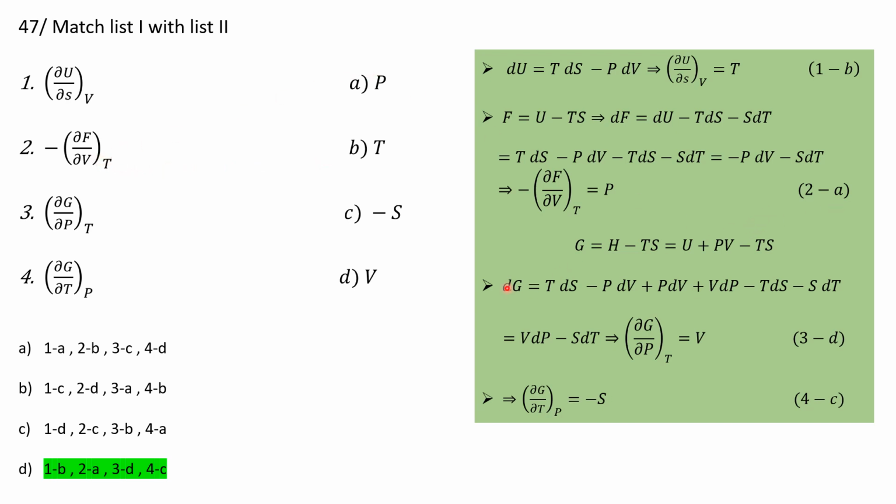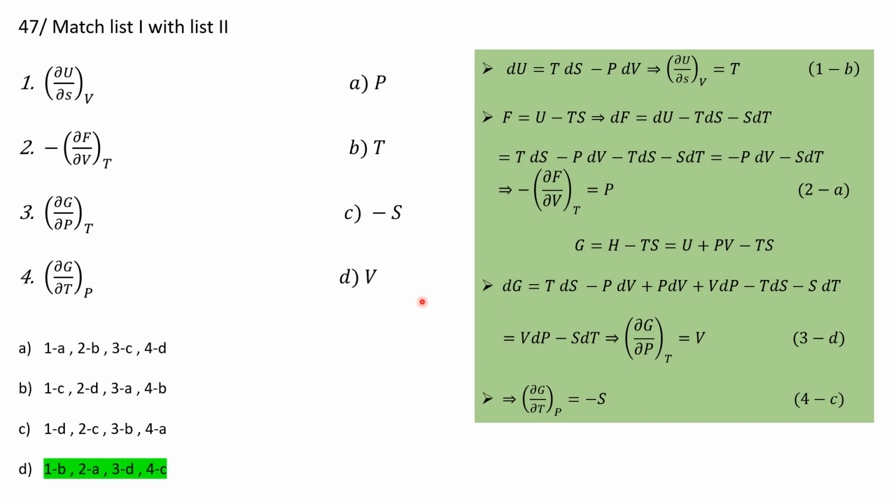So 2 with A. Then G is equal to H minus TS. Again we know that H is equal to U plus PV, and G will be equal to U plus PV minus TS. Like that we find dG will be equal to TdS minus PdV plus PdV plus VdP minus TdS minus SdT, and finally dG will be equal to VdP minus SdT. Here it is asking del G by del P at constant temperature. So del G by del P at constant temperature, this part would be 0, and it comes out to be volume V.